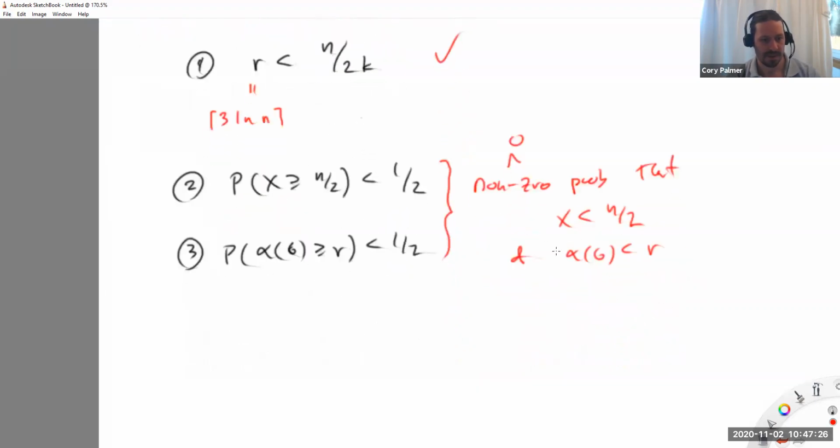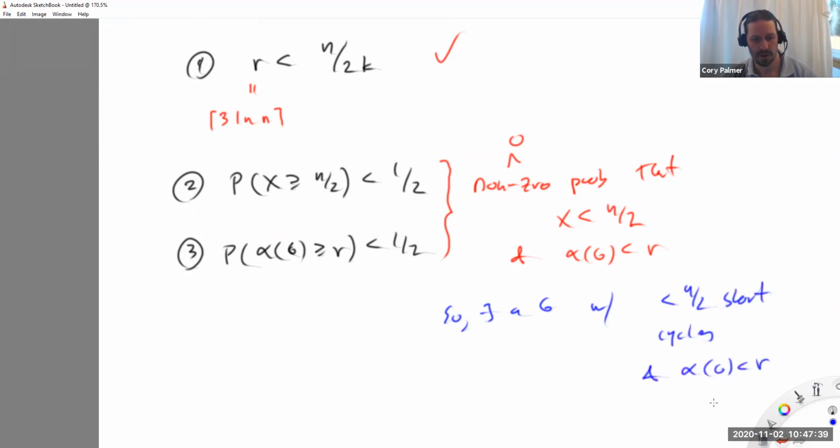What does that mean? That means that there exists a G with less than n over 2 short cycles and alpha of G less than R. Right, that's the key fact of the probabilistic method: if the probability is non-zero, then it has to exist.